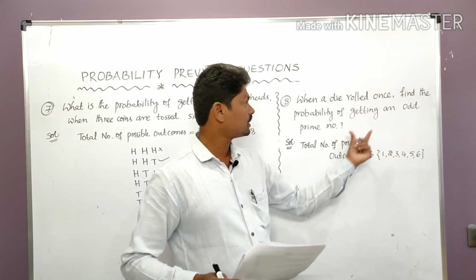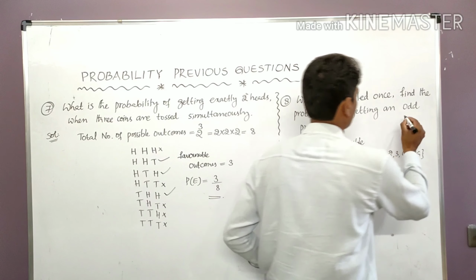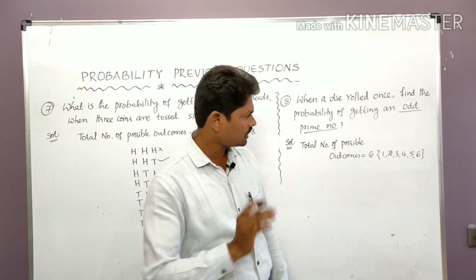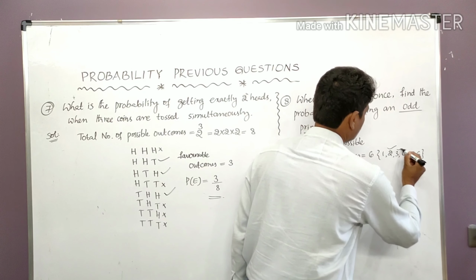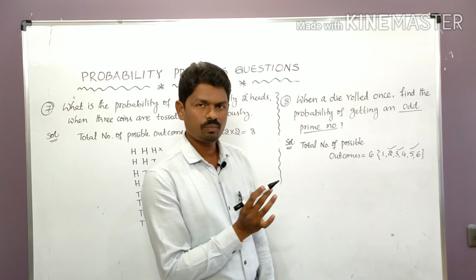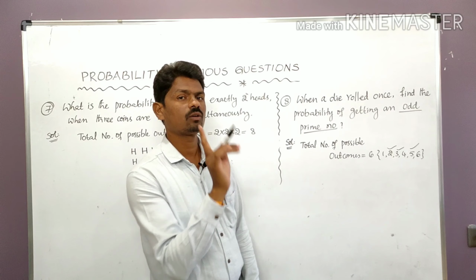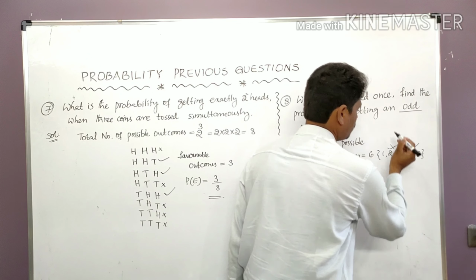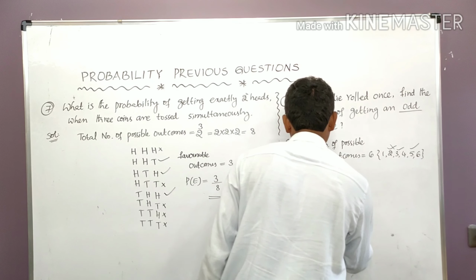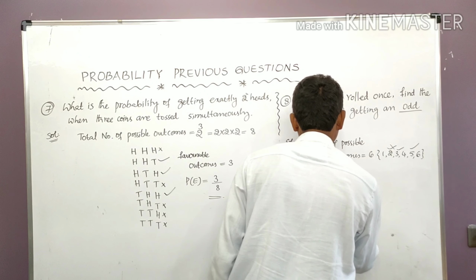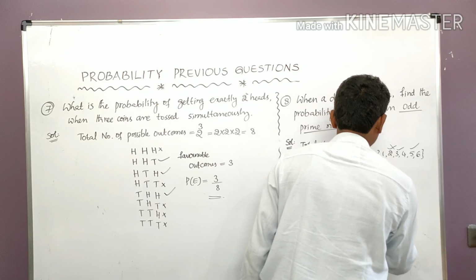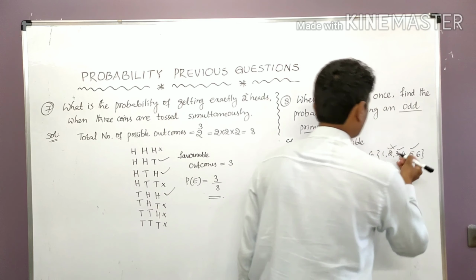Among these 6, we have to select the favorable outcomes for odd prime number. First, you have to select what are the prime numbers? 2, 3, 5. These 3 are the prime numbers. Among these 3, we have to select only odd prime numbers. 2 is even prime number. 3 and 5 are the odd prime numbers. Therefore, favorable outcomes equal to 2.